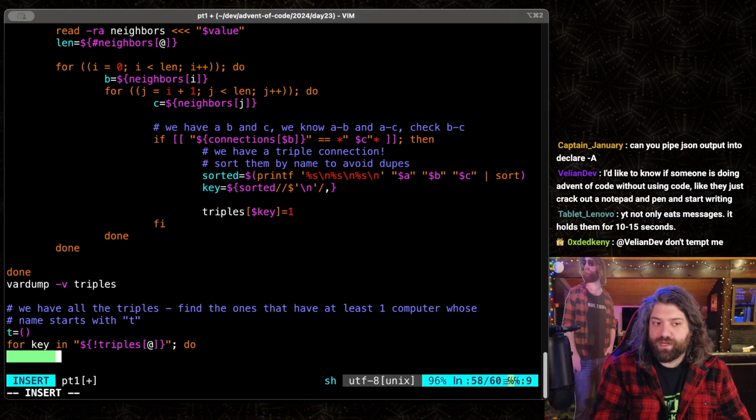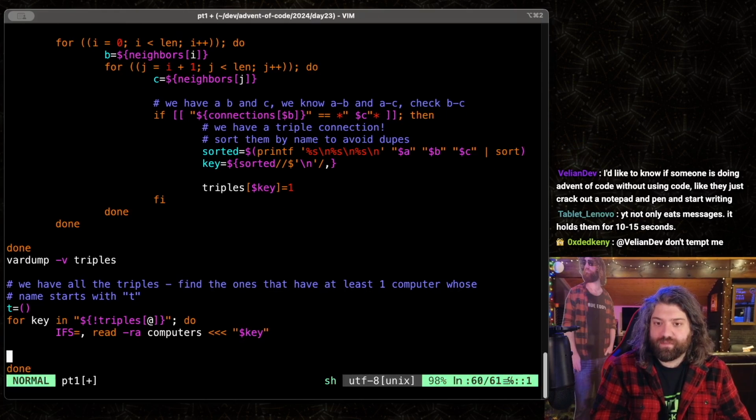We could... what do we have? Name, comma, name, comma, name. Let's just read them into an array. They're separated by commas. Read the key into an array. Now we have an array called computers. For computer in computers; do, done.